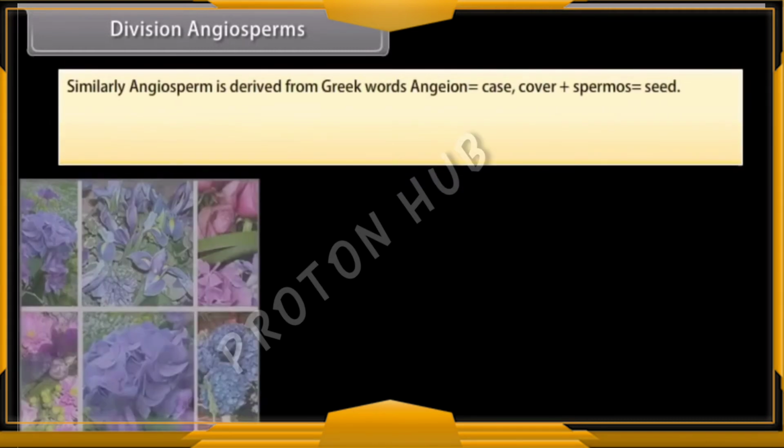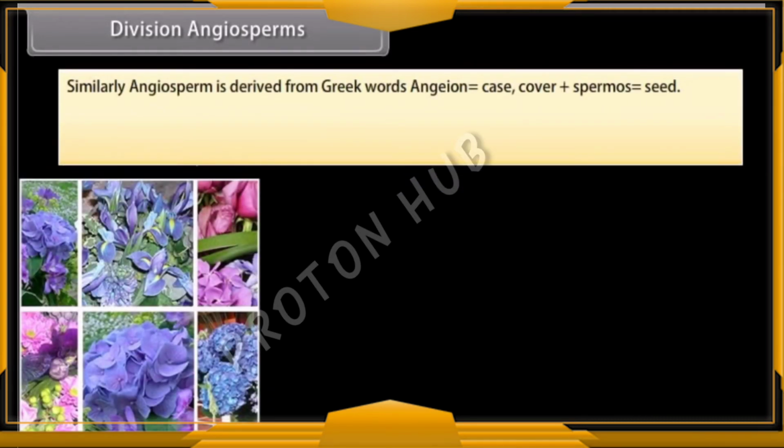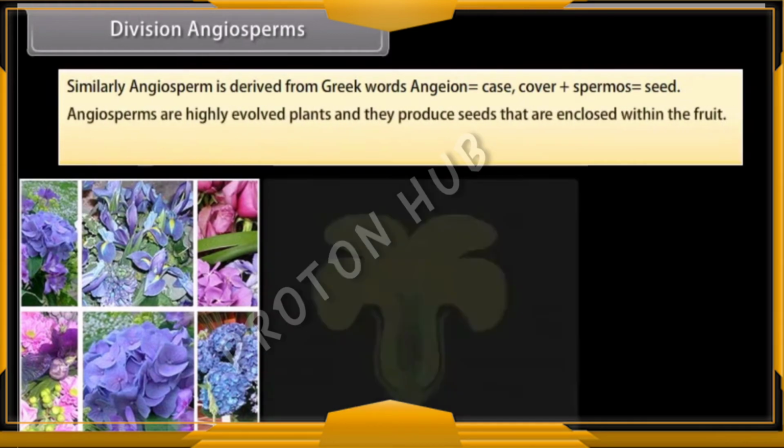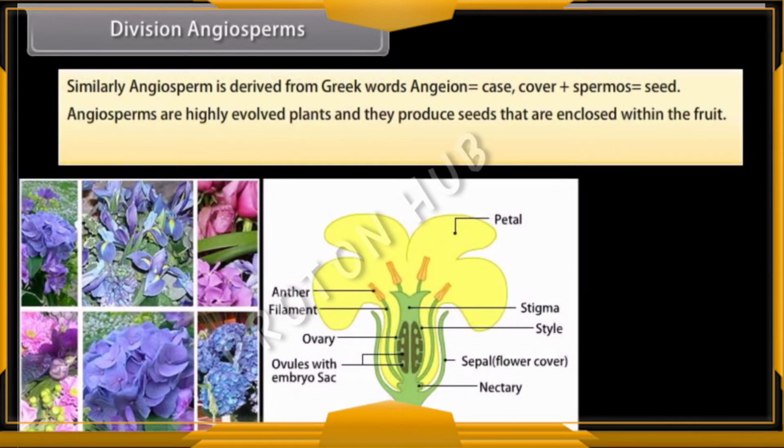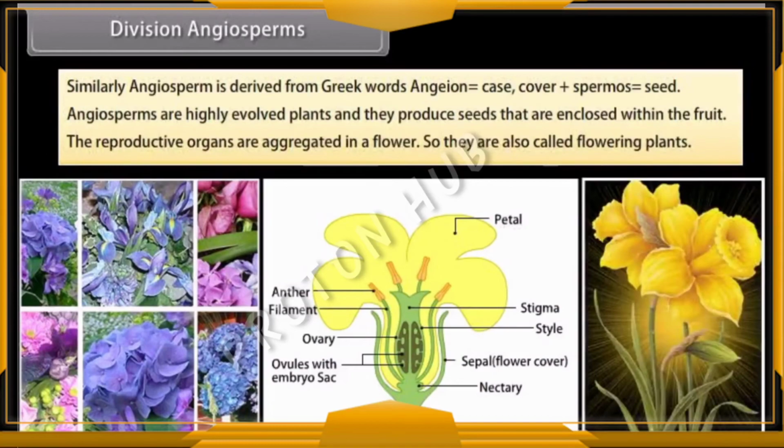Division Angiosperms. Similarly, Angiosperm is derived from the Greek words angion, case or cover, plus spermos, seed. Angiosperms are highly evolved plants and they produce seeds that are enclosed within the fruit. The reproductive organs are aggregated in a flower, so they are also called flowering plants.